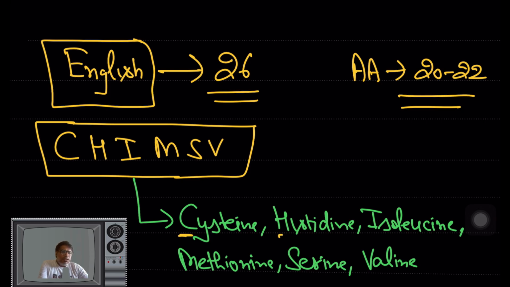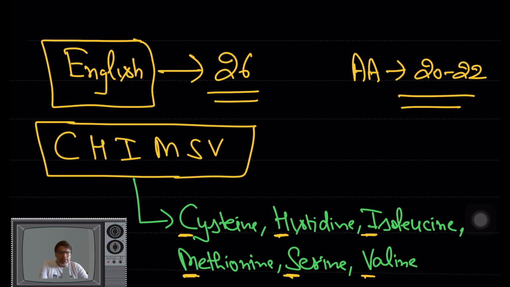Same way, if you see histidine, it is going to start with H. There is no other amino acid which starts with H, so it has been easily assigned the letter H. Same way, isoleucine starts with I. Methionine starts with M. Serine starts with S. And valine starts with V.